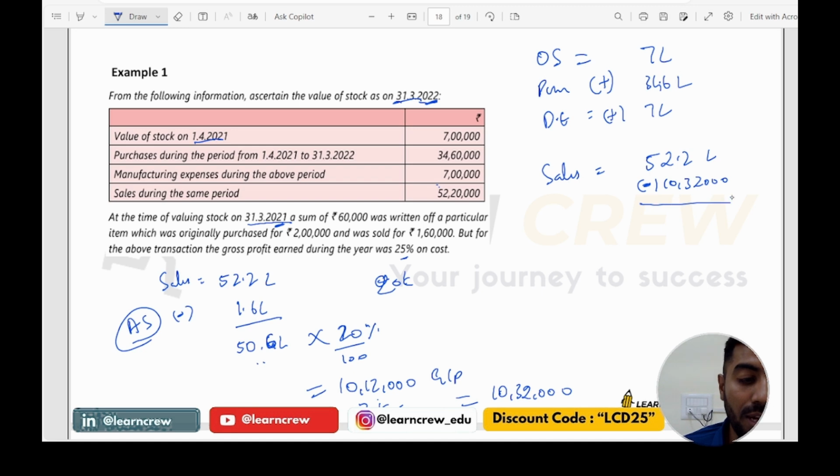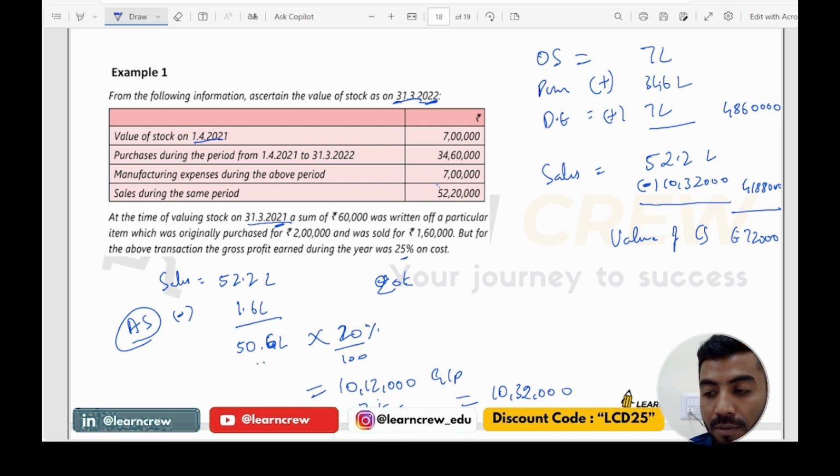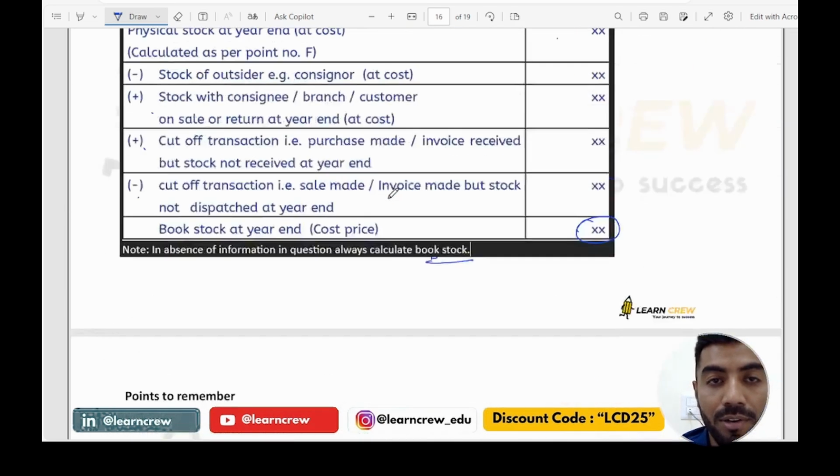Then we'll be getting a figure of 41 lakh 88,000. When you minus this, we'll be getting a value of 6 lakh 72,000. This is the value of closing stock. Here the main adjustment is abnormal sales, which you have to minus. I'll go back to the theory. We'll just read that now. Maybe you'll be able to understand it now.